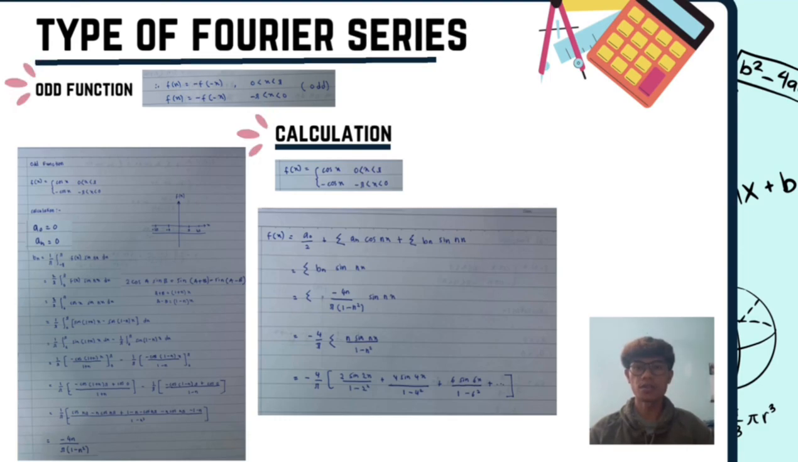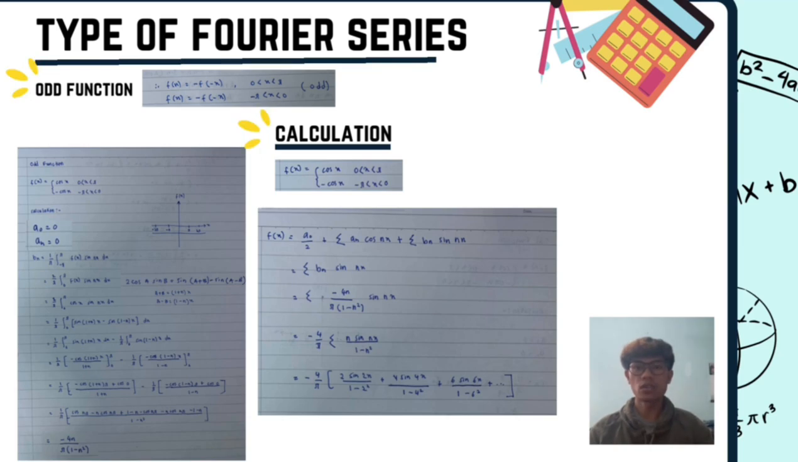The second type of Fourier series is the odd function. How do we know that this is an odd function? If you look at the calculation below, you can see that for both ranges, we get f(x) is equal to negative f(-x), which means it satisfies the Fourier series property of an odd function.